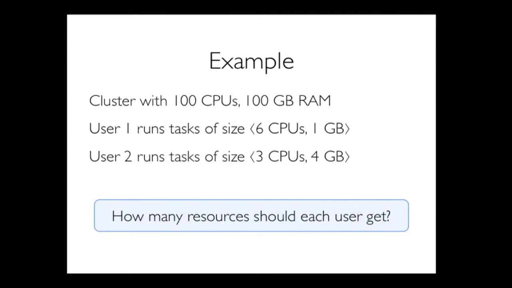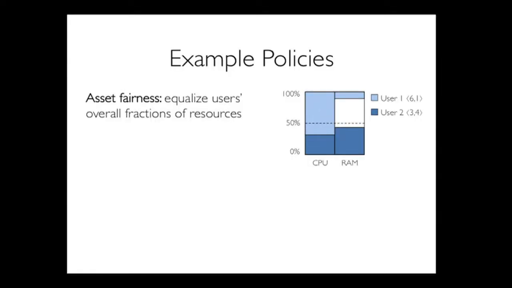The second user wants to run tasks that use 3 CPUs and 4 gigabytes of RAM. So they just have different demands. So how many resources should you give to each user? We tried a number of policies, and then we found some problems with them that don't arise in the single resource case that led to our actual solution. Let me just show you two of the things we tried.